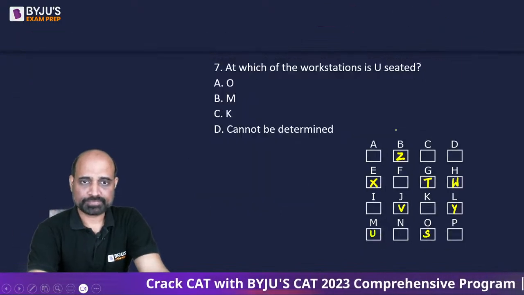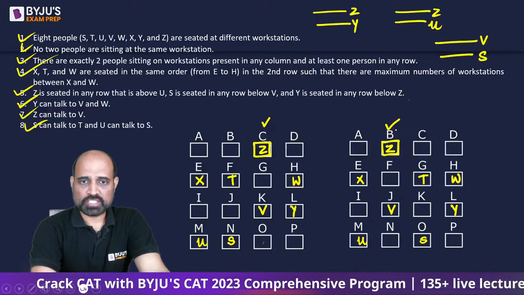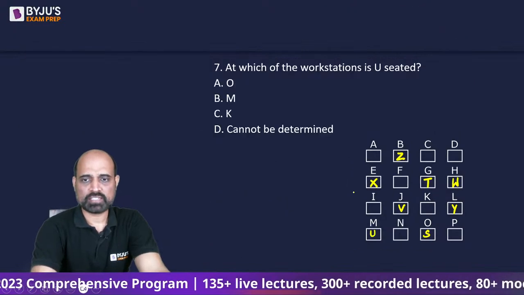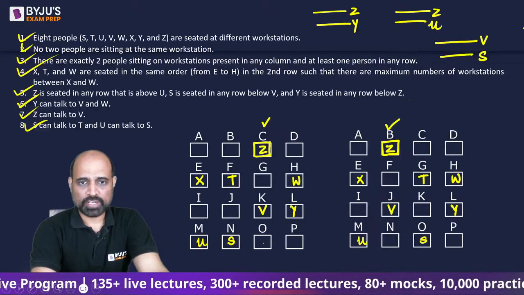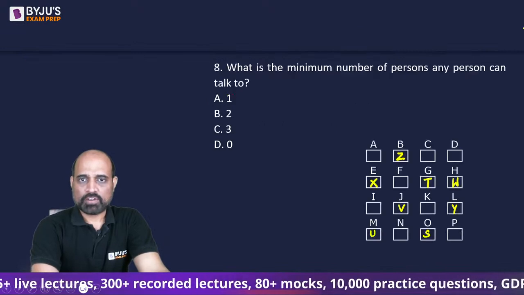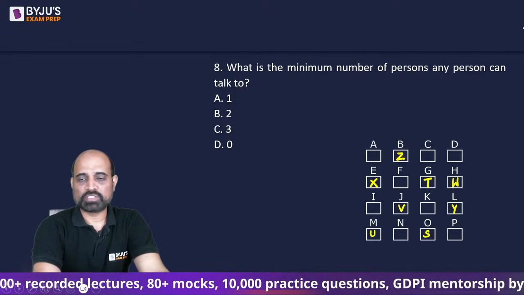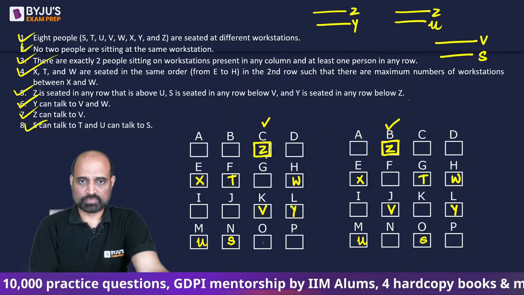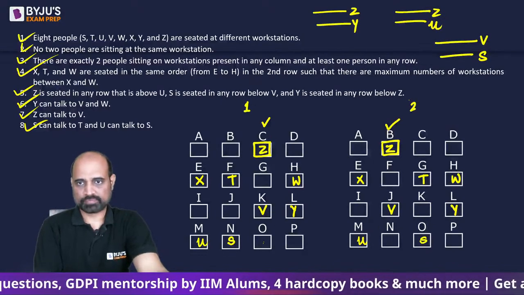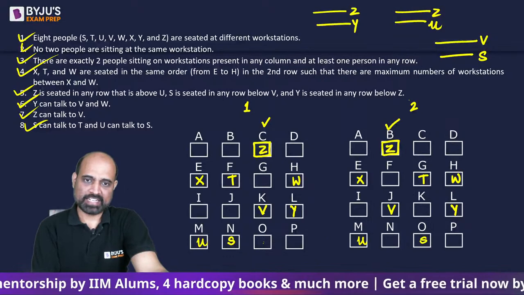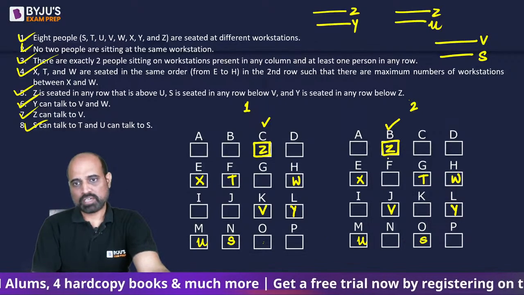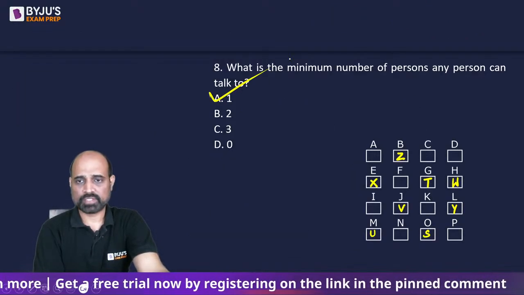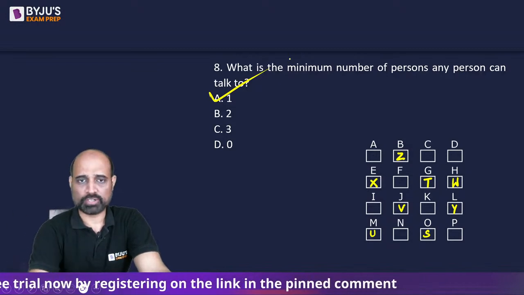Okay, fine. At which of the workstations is U seated? U is seated at M in both the cases. तो M ही हो गया. What is the minimum number of persons any person can talk to? So if I look at case 1, minimum Z can talk to just one person. In the next one also Z can talk to only one person. So minimum एक तो है, right? There is nobody who is not in the row or column.